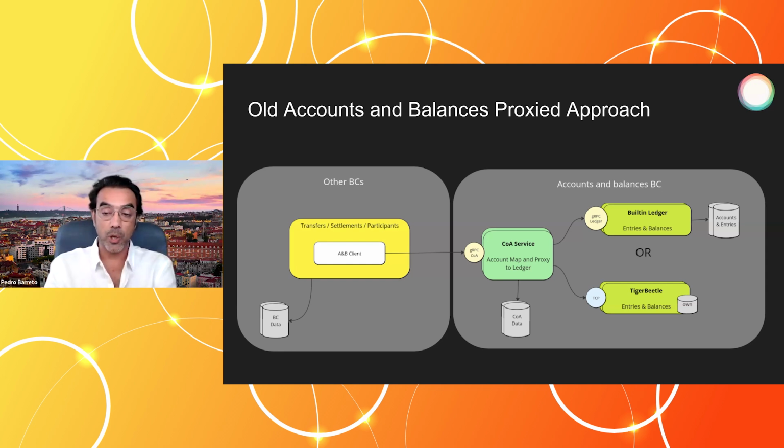In reality, a deployment can only have one ledger implementation. So the way it works is the clients talk to the COA, and the COA talks to whatever ledger implementation we have. And the COA is responsible for the mapping, for the initial verification, for the state machine of the account, and then the response goes all the way back.